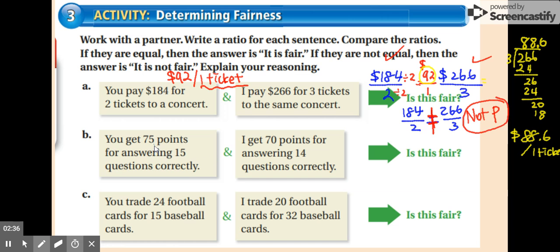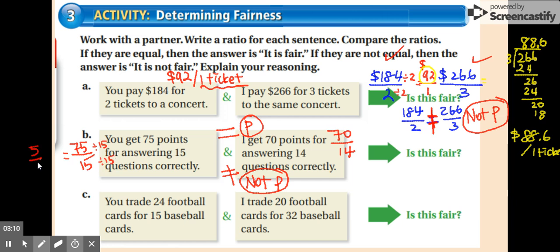What about 75 points for answering 15 questions correctly? How many points per one question actually? So you may do 75 over 15 and 70 over 14. So now let's see if it's going to be a proportion or not a proportion. If it's equal, then it's a proportion. If it's not equal, it's not a proportion. All right, 75 over 15, you may divide it by 15. So it's going to be 5 over 1.